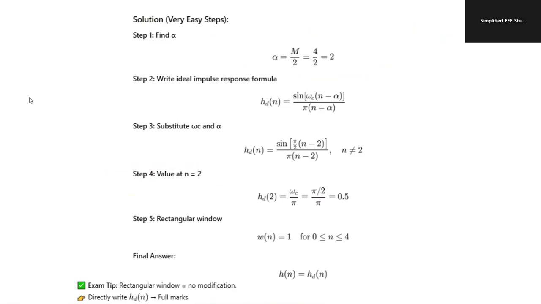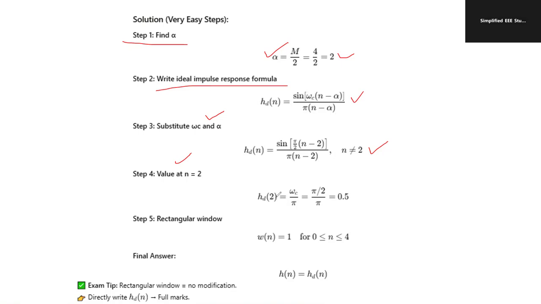Let us brief up the numerical example with the following 5 steps. Step number 1, you have to calculate alpha. We have the standard formula alpha equal to M by 2, length by 2, that is equal to 2. Second one is write the ideal impulse response formula. This formula you are supposed to learn by heart: hd of n equals sin omega c into (n minus alpha) by pi into (n minus alpha). Thereafter, substitute omega c and alpha here. Later on, substitute n equal to 2.